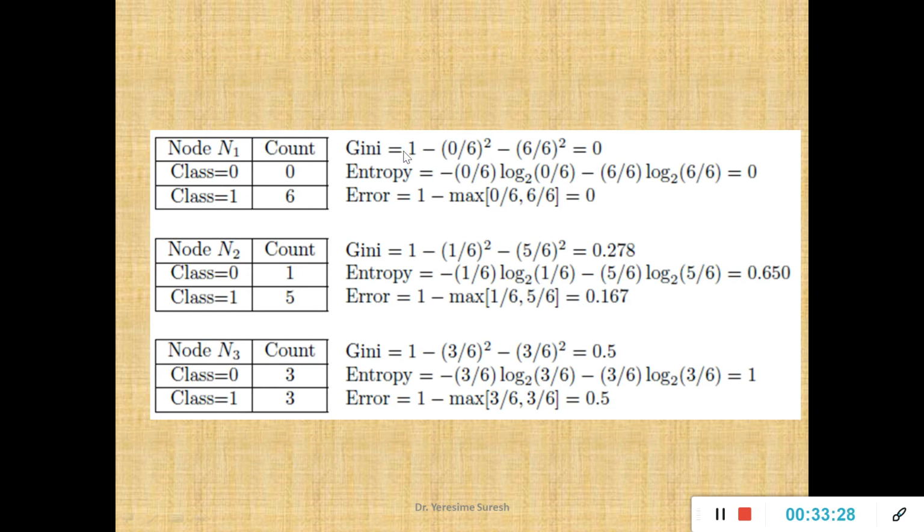How to find Gini index? We just saw 1 minus (0 divided by the total number of instances, 6) whole square, minus the second class, 6 divided by the total number of instances, 6, whole square, which is 0. Entropy: minus 0 divided by 6, log base 2 of 0 by 6, minus 6 by 6, the total number of instances in class 1 is 6, total combining 0 and 1 is 6. I've got the same thing. Classification error: 1 minus max of 0 by 6, comma, 6 by 6. So 0 by 6 is 0, 6 by 6 is 1, max of 0 comma 1 is 1, 1 minus 1 is 0. Similarly I have replicated this for node 2 and node 3.